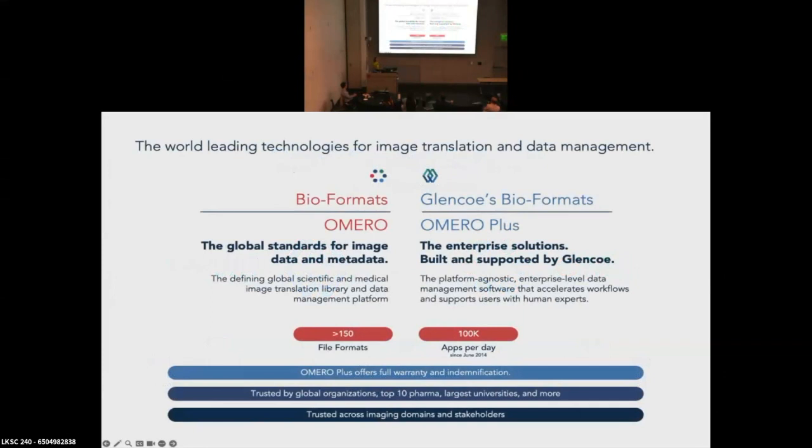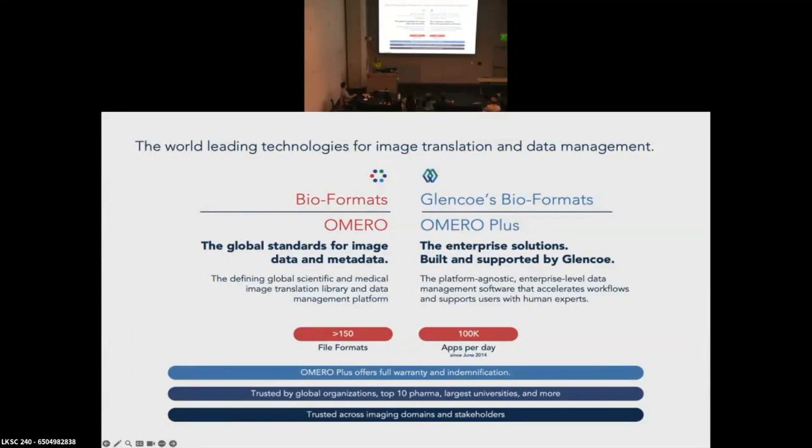So we think collectively these two groups, the Open Microscopy Environment and Glencoe Software, have really built the standards for how we read bioimaging data and how we manage bioimaging data. And so the two products that you might have worked with on the open source side are called Bio-Formats, an image translation library, and OMERO, a data management system. And the commercial equivalents of these two products coming from Glencoe Software are Glencoe's Bio-Formats and OMERO Plus. And so these are those two products that would have a commercial license associated with them. And the two on the left, Bio-Formats and OMERO, are the things that you can use open source today.